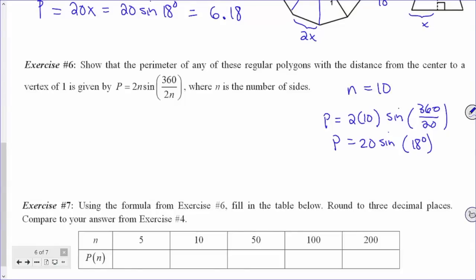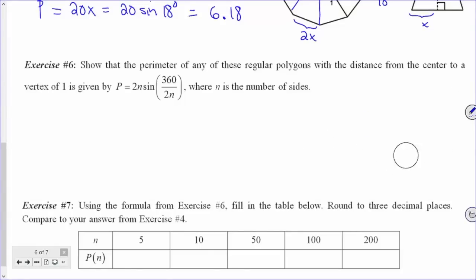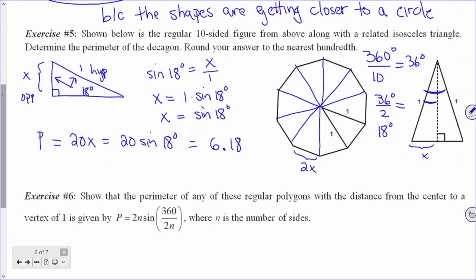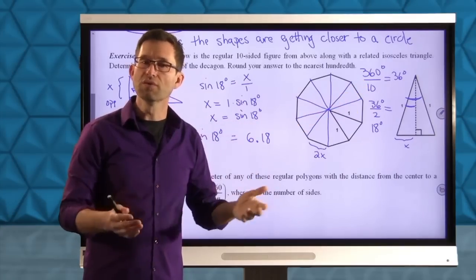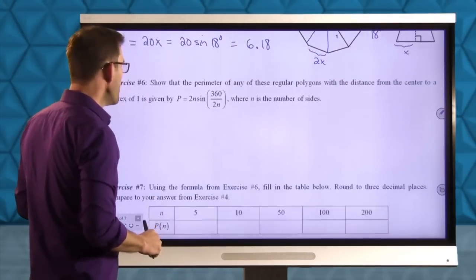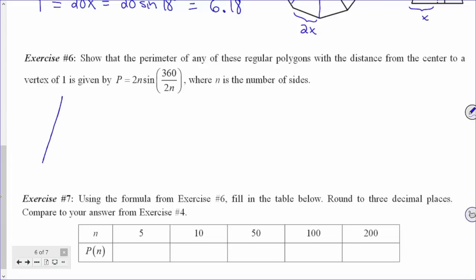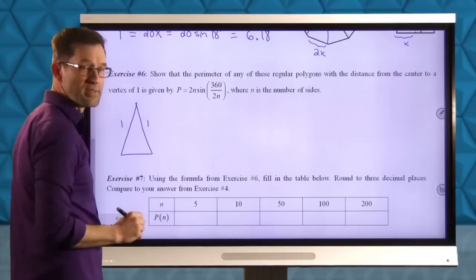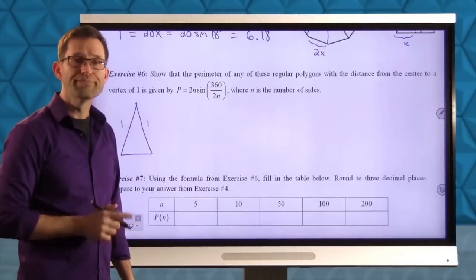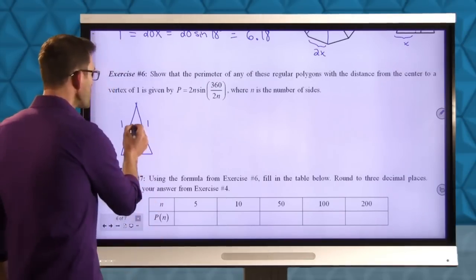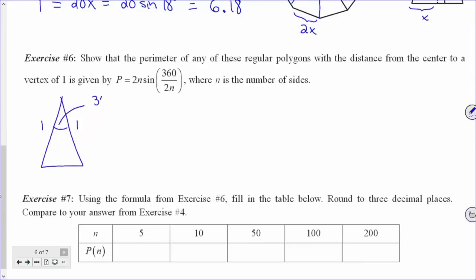But why does this formula give us the perimeter no matter what the value of n is? Well, let's go through the process exactly like we did up here, but instead of using the 10, let's just use n. Same idea: if we took one of these and broke it into these isosceles triangle slices, what would we know? Remember, it's got n sides. So we would know that this angle right here would be 360 degrees divided by n.